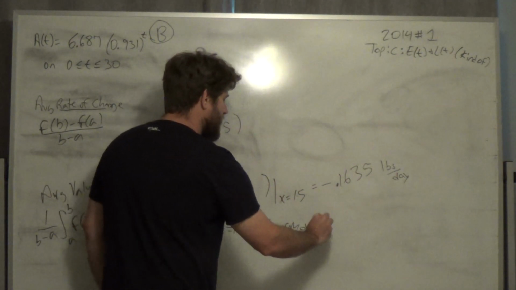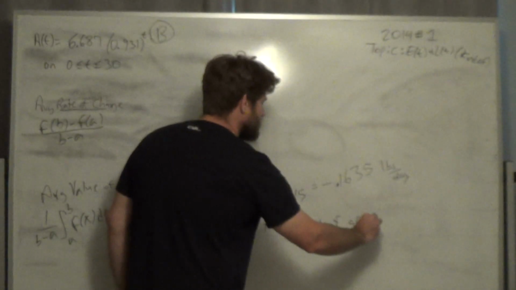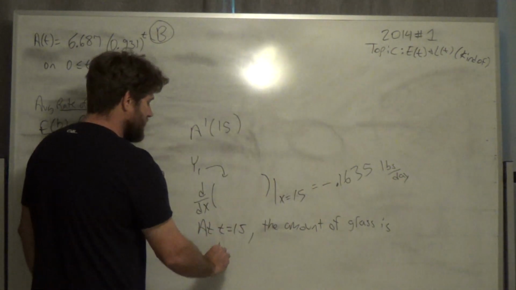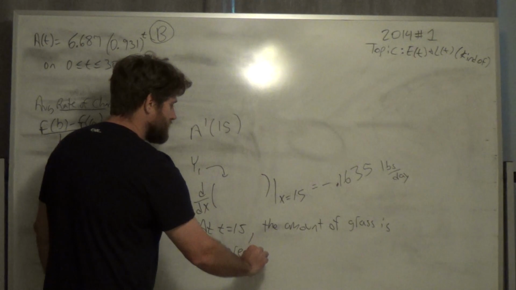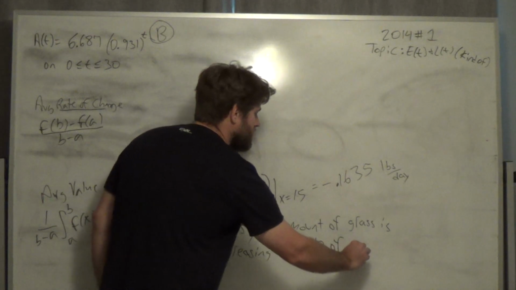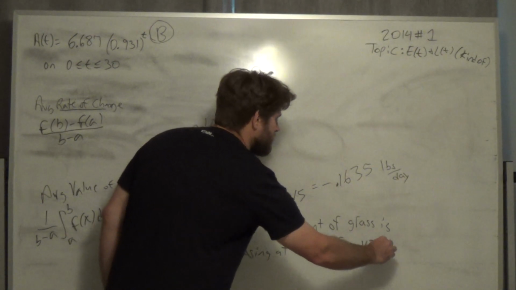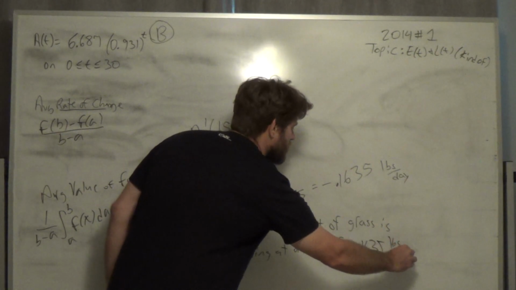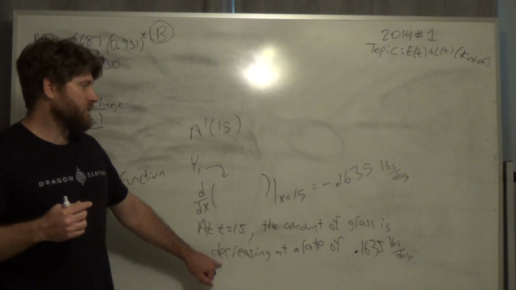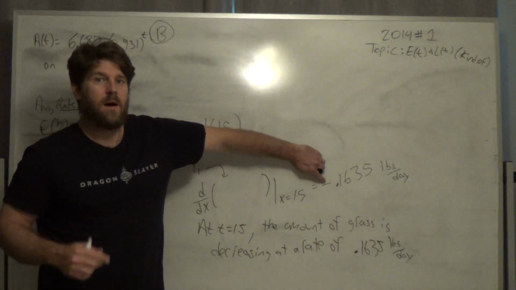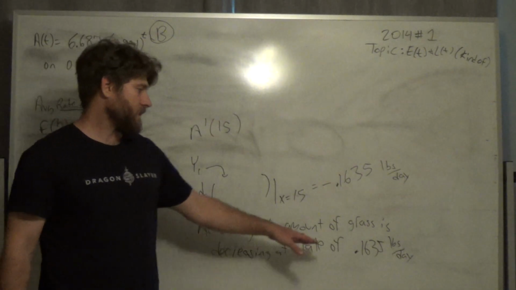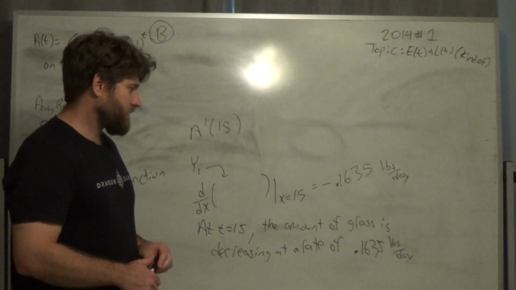So the amount of grass is, and I'm going to use this negative. This negative tells me it's decreasing, so is decreasing at a rate of 0.1635 pounds per day. So we talked about time at time equals 15. We used the word increasing or decreasing based on the positive or negative, and then answered with units. So at time equals 15, the amount of grass is decreasing at a rate of 0.1635 pounds per day.